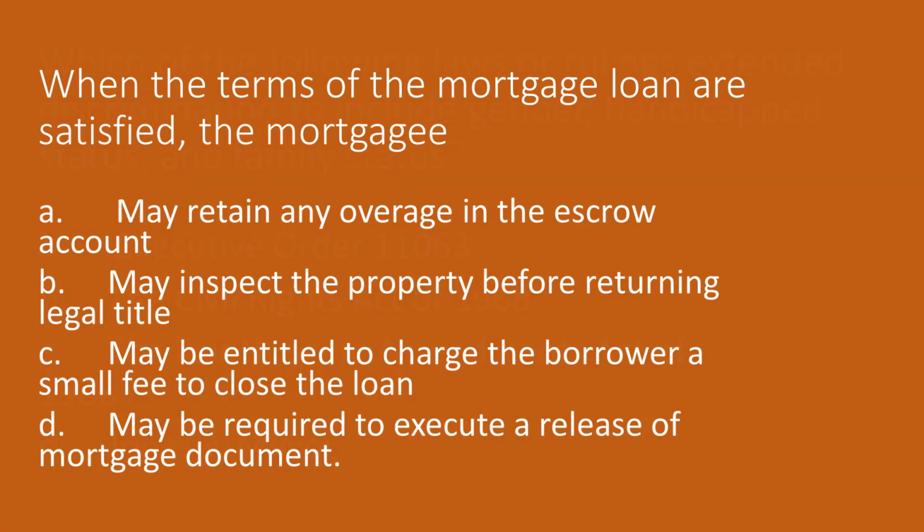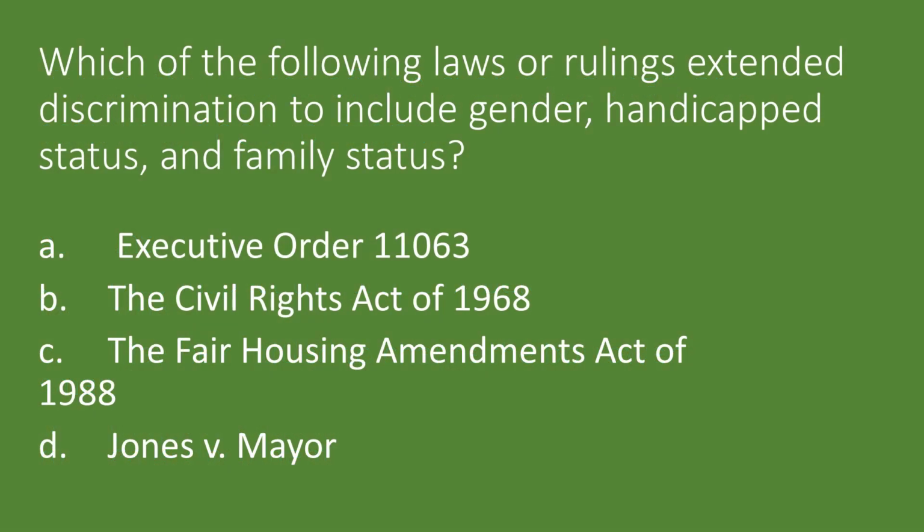And question number 20. Which of the following laws or rulings extended discrimination to include gender, handicap status, and family status? A, Executive Order 11063. B, the Civil Rights Act of 1968. C, the Fair Housing Amendments Act of 1988. Or D, Jones versus Mayer.